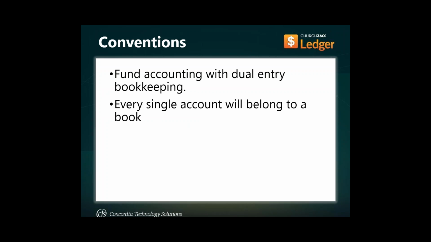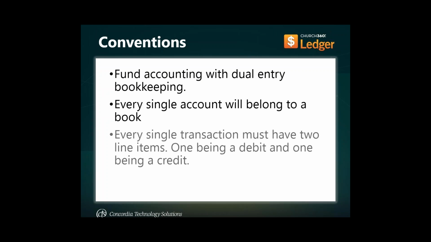Every single account will belong to a book. Most churches will just have one single book. So most churches will just have the church set of books, but you also can have more than one book. So it could be a situation where you have a daycare, or you may have a cemetery or a thrift shop, or you may have some other entity that you keep track of. But that would actually be a separate book.